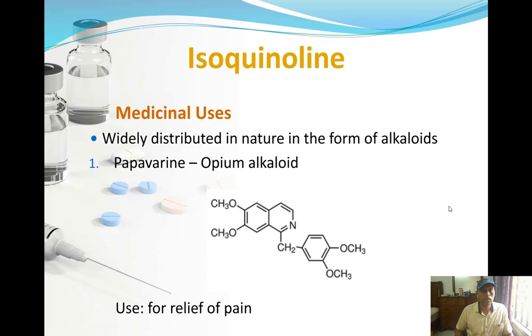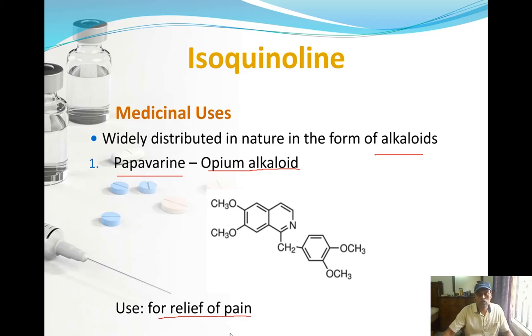So we are going to see about medicinal uses. It's widely distributed in the form of alkaloids. The two alkaloidal products we are going to see here: first one is papaverine. The papaverine product you are going to see in opium or poppy seeds. The poppy seeds will contain opium alkaloids like morphine and codeine. Morphine and codeine are narcotic medicines used to relieve pain.